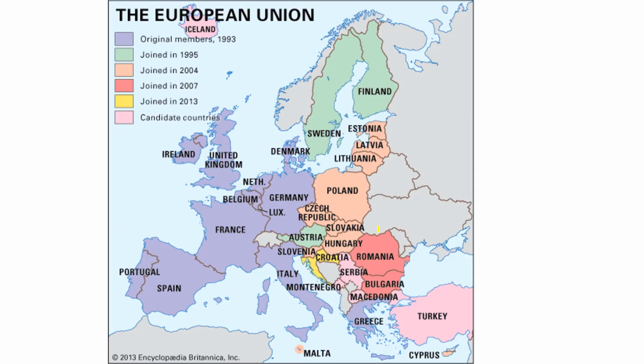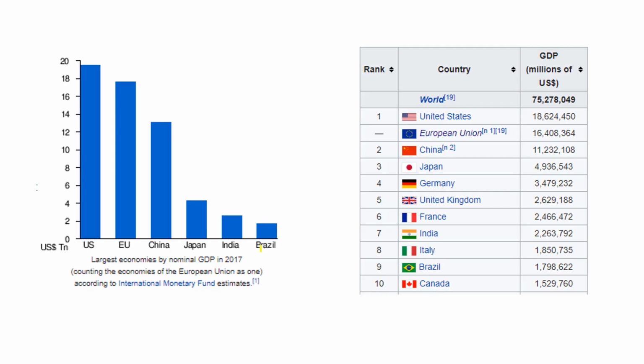There's a map showing the original members and then progressively how they joined. Candidate countries include Turkey, which is having its problems and is pretty much stagnated on its attempts to join the EU. If you looked at the EU as its own economic entity, it would be very large and very powerful. You can see the largest economies. The EU would be the second largest economy if it was totally unified as an economic entity there.